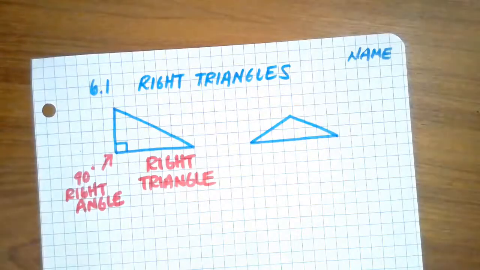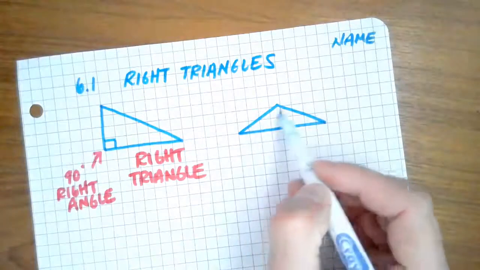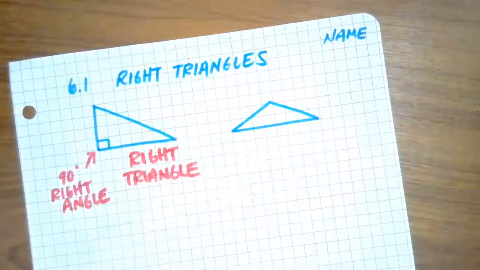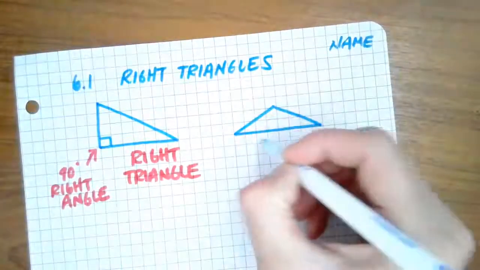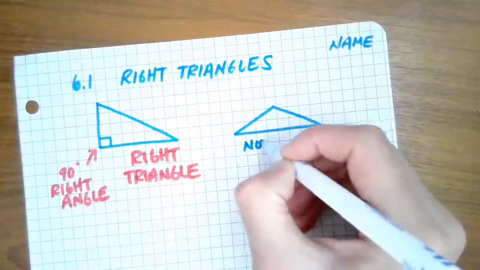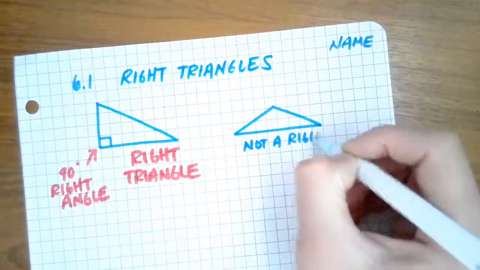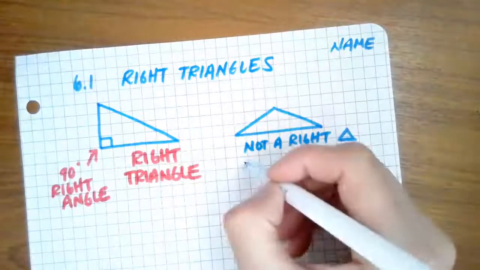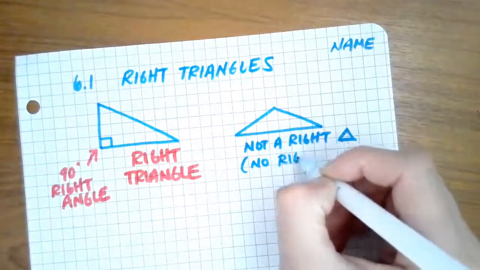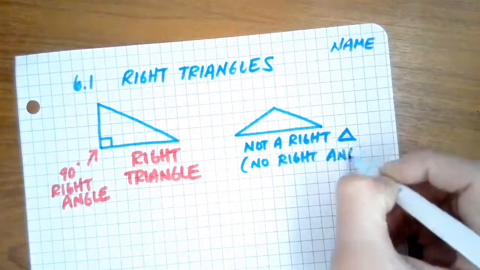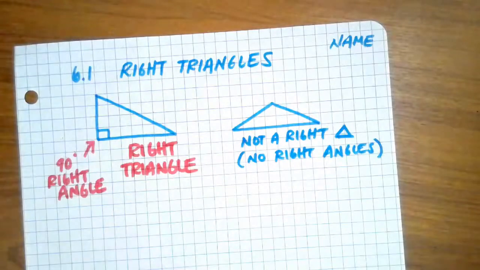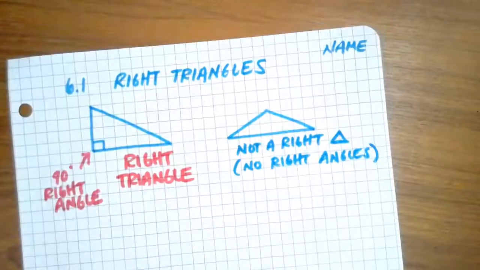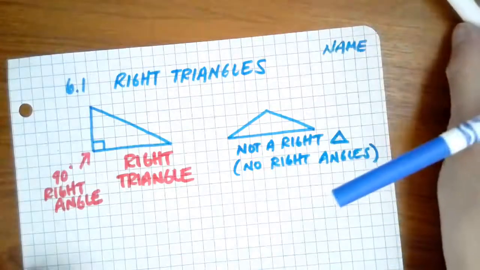Now on the left, none of these lines or sides intersect in a perpendicular way like this. So this triangle has no right angles, so we can say this is not a right triangle. It has no right angles. Now, it's important to distinguish between these two types of triangles because when you have a right triangle, there are specific properties that are true.